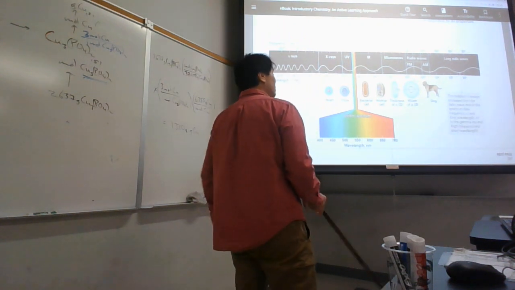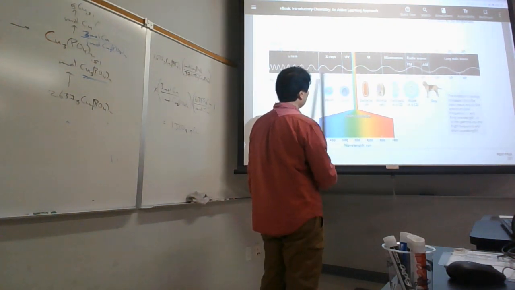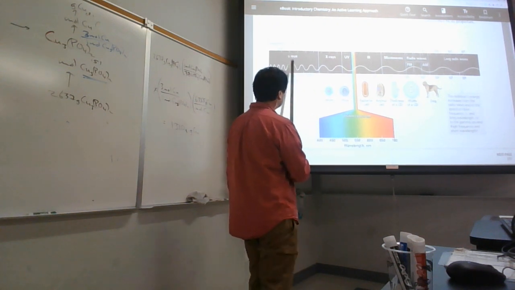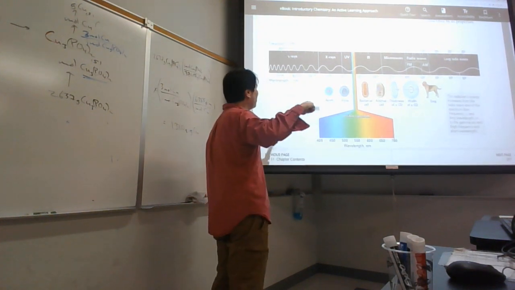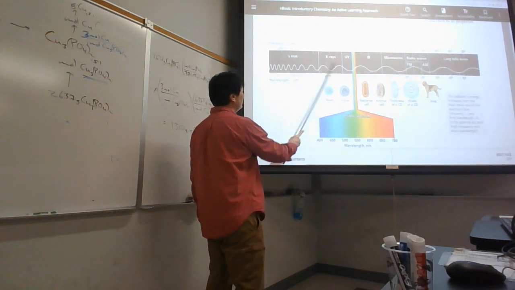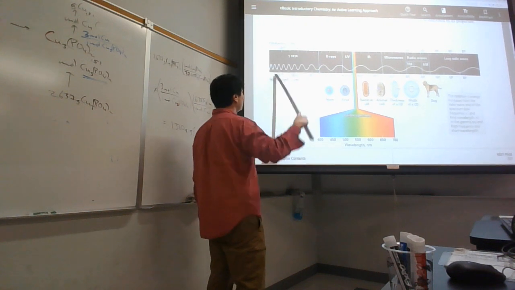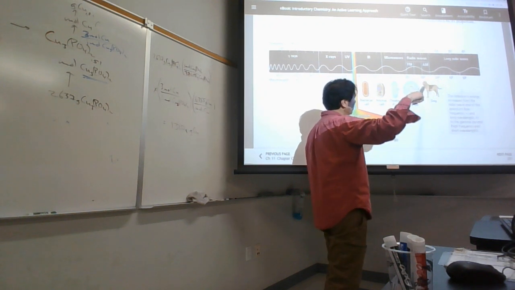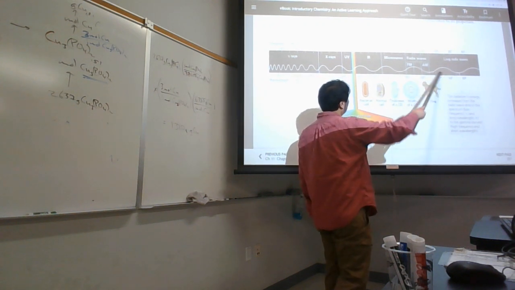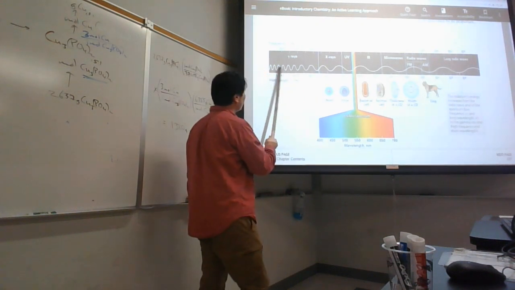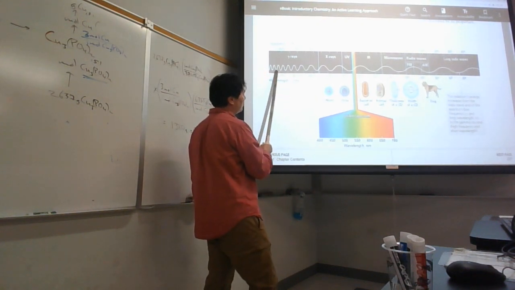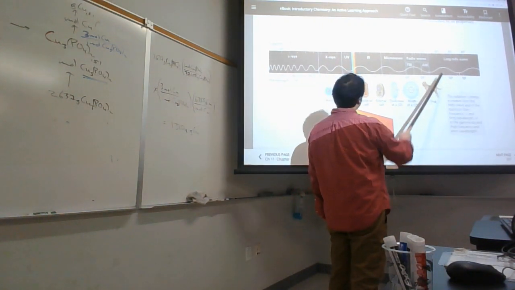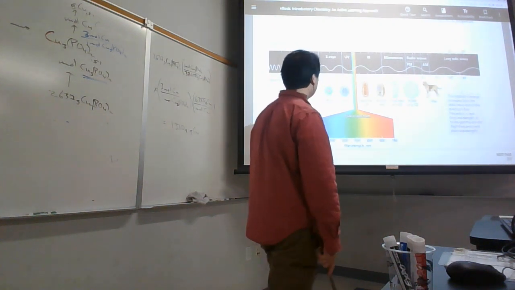We have lots of different kinds of light. They all differ based on their frequency and wavelength. The frequency is how fast it oscillates. They're all moving at the same speed. And so gamma rays are oscillating very fast, whereas long radio waves are oscillating much slower. And so we say that gamma rays are high frequency light, whereas long radio waves are low frequency light.